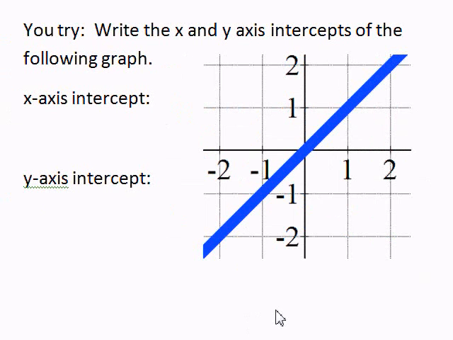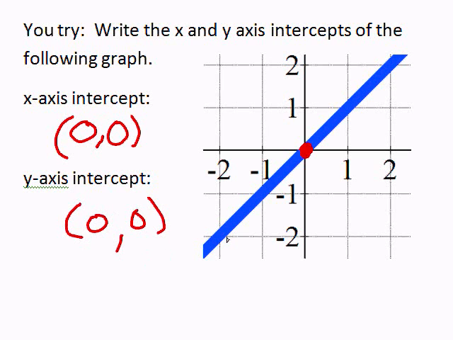Go ahead and try this one on your own, pressing pause and press play when you're ready to see the answer. Notice how the line crosses the x and the y-axis at the exact same spot. They both cross through the origin, which is 0, 0. This is a special case, and notice how it causes our x and y-axis intercept to have the exact same value, because again the line crosses the x and y-axis at the same point.